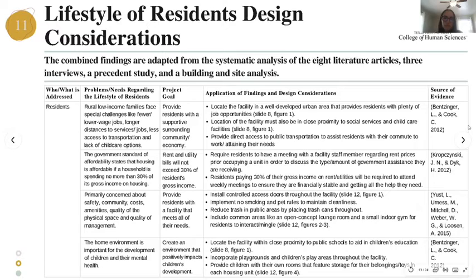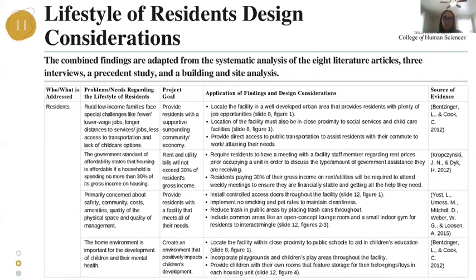Next, we will jump into the design considerations that need to be applied based off of the lifestyle of residents. The facility will need to be located in a well-developed urban area in order to reduce the challenges low-income families face, like fewer lower-wage jobs, longer distances to services and jobs, and less access to transportation, all of which is supported by the site analysis featured on the previous slide 8.